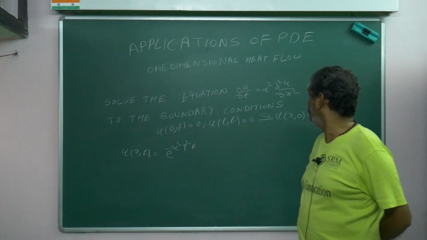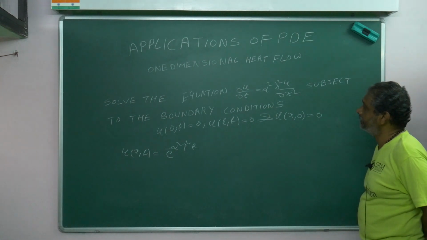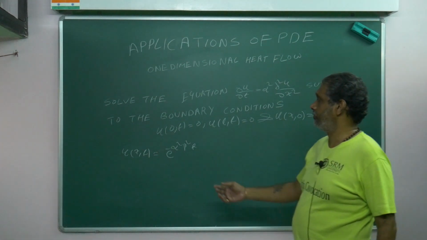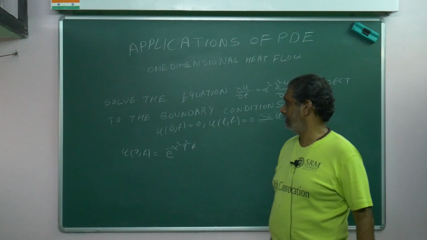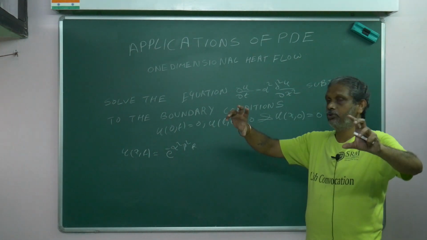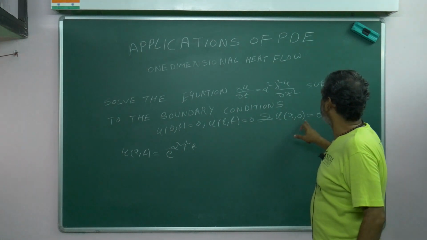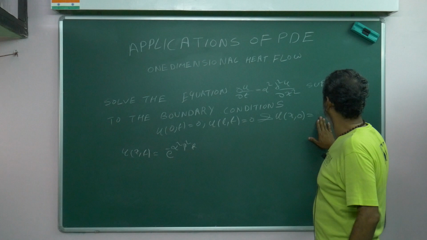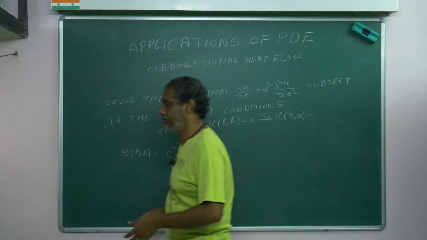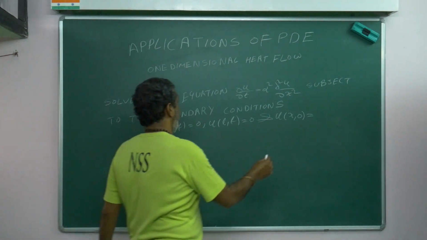Solve the equation ∂u/∂t = α² ∂²u/∂x², subject to the boundary conditions u(0,t) = 0. At x = 0 there is no temperature, and at x = L there is no temperature. I told you, both sides you can keep in ice balls. Then u(x,0), initially the temperature, they will give some equation: u(x,0) = x. Very good problem.